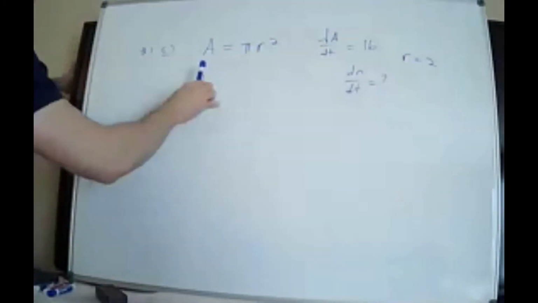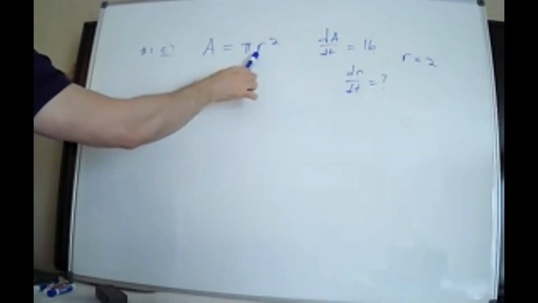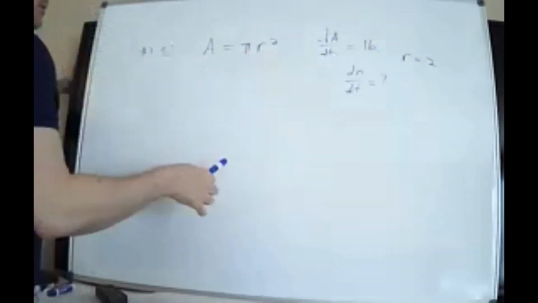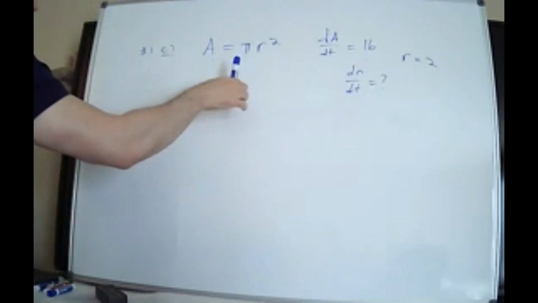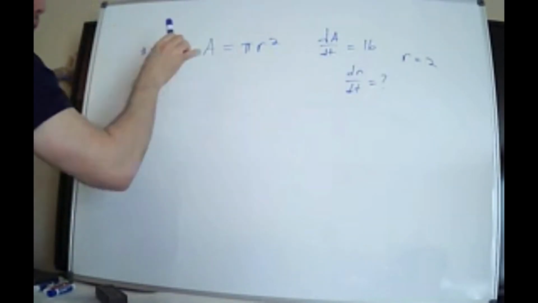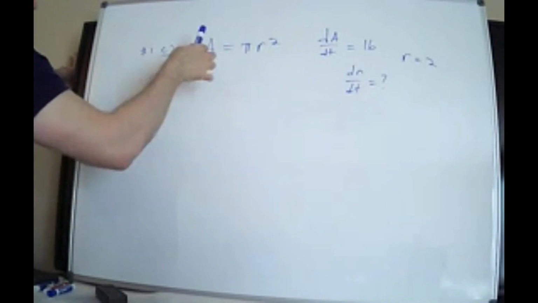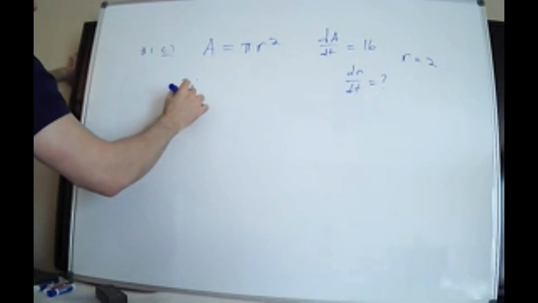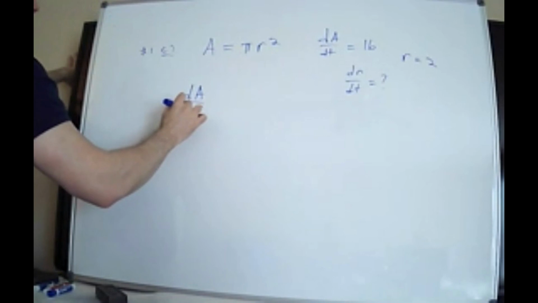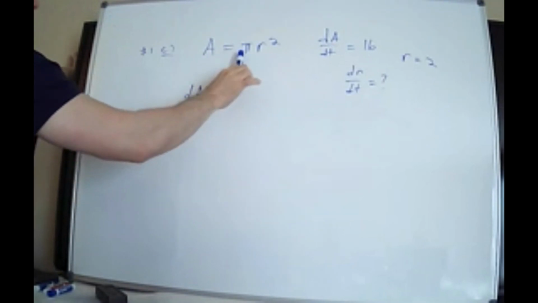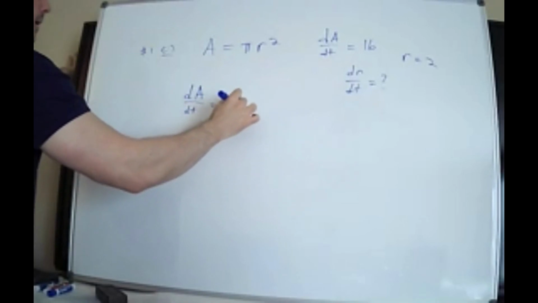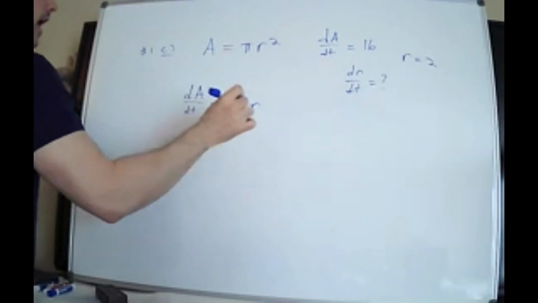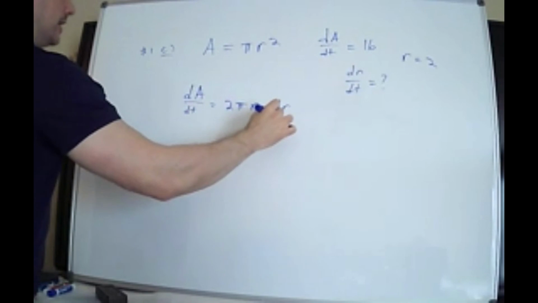And again, I only have 2 letters. I have A and I have R. So I have enough info to be able to plug in. I don't have to do any weird substitutions like you do with the cone. The problem with the cone is you have R and you have H. One of them has to go. Here, you don't have to worry about it. Just take the derivative. The derivative of A is dA/dt. What's the derivative of pi r squared? Well, pi stays. You multiply it by 2. So it's going to be 2 pi r times dr/dt.